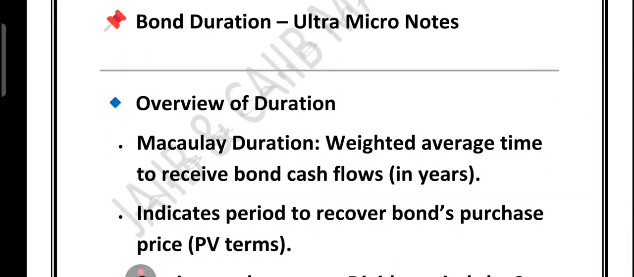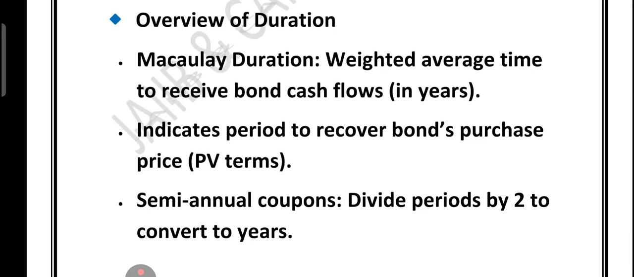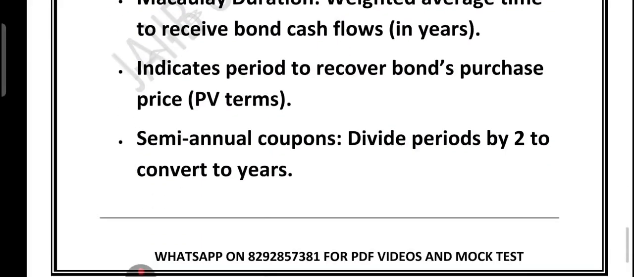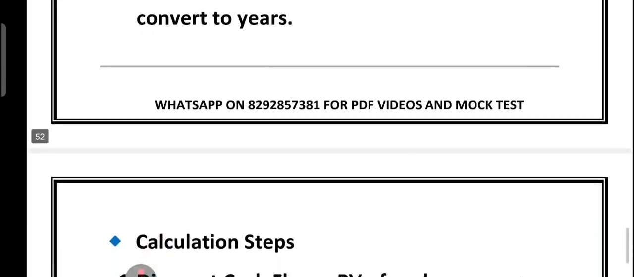The next term we have is the bond duration. Basically this is a key concept for the bond investor. There are two types. Macaulay duration measures the weighted average time it takes to receive all the cash flows from a bond. Basically, it means how long it takes to get back your money in present value terms. Suppose there is a bond with semi-annual coupon. Remember to divide the period by 2 to convert to years, because the answer will be in years. If we have a semi-annual coupon bond, we should always divide by 2. This is a very, very important thing.